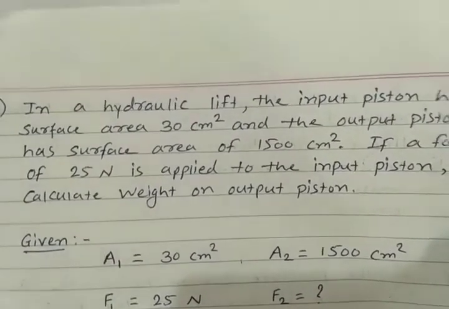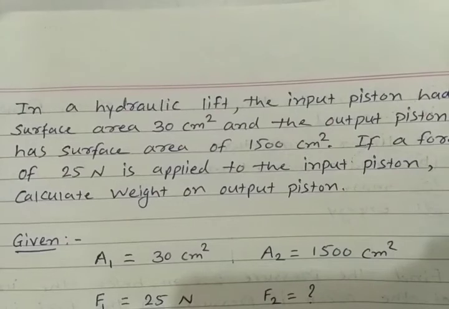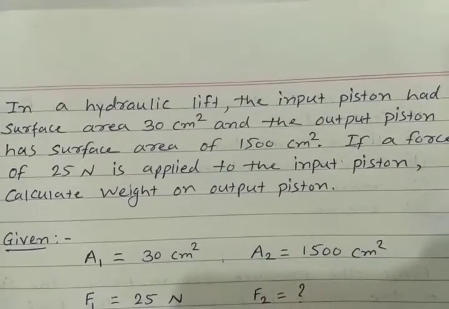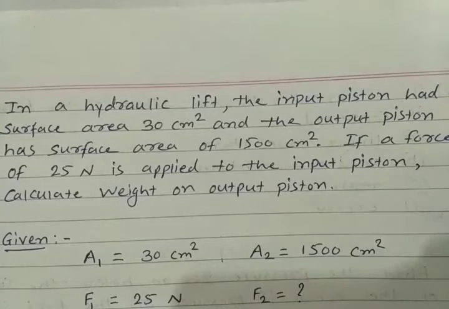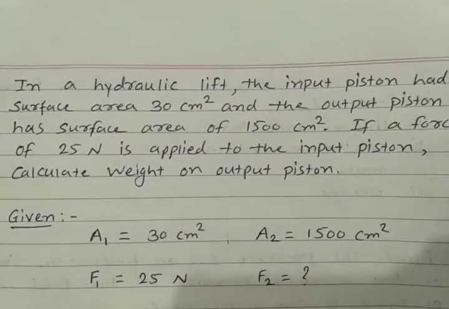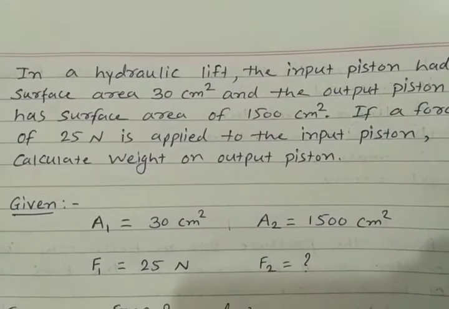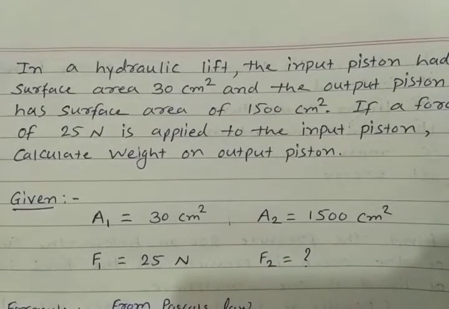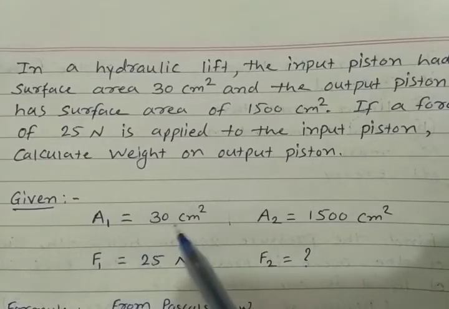Now the 11th numerical, what is given? In a hydraulic lift, the input piston has surface area 30 centimeters square and the output piston has surface area of 1500 centimeters square. If a force of 25 Newton is applied to the input piston, calculate the weight on the output piston. So here in this numerical, what is given? We have the area of the input piston, which is 30 centimeters square.